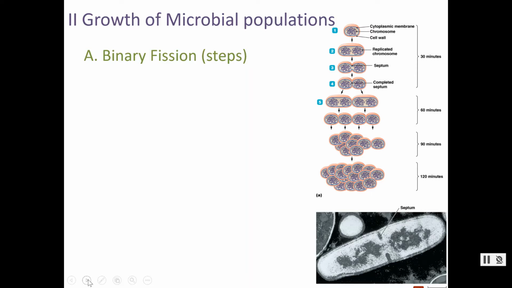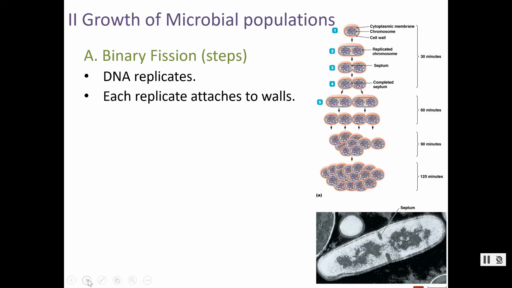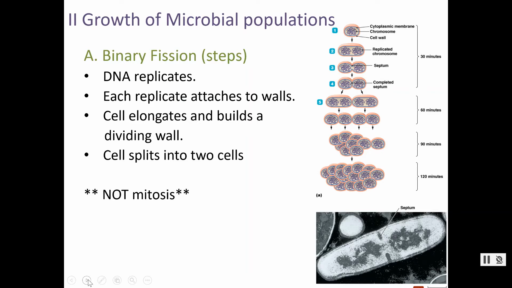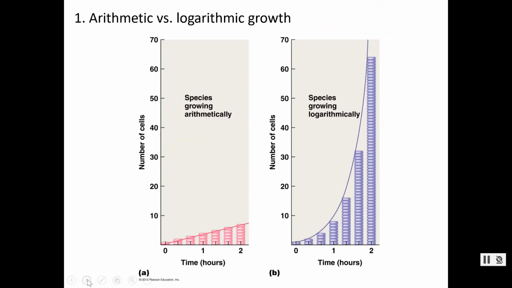All right, so the time it takes to go from one cell to two cells: DNA replicates, attaches to walls, elongates, builds that septum dividing wall, splits into two cells. This is not mitosis. So the time it takes to do this is one cycle. The time it takes to go from one cell to two cells is that time. This is called the generation time. I think I've got a slide for that. Let's keep going. All right, so binary fission, we understand that.